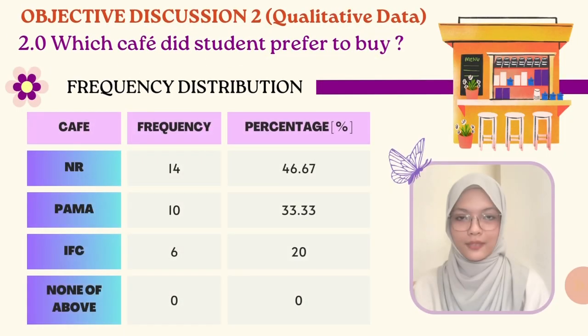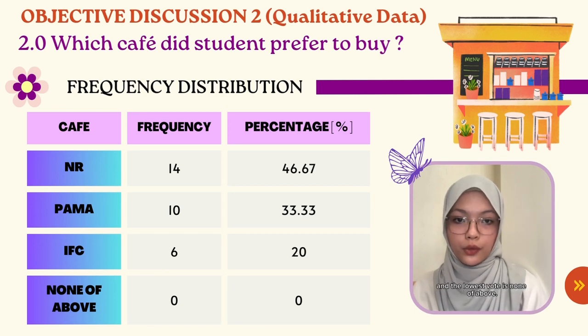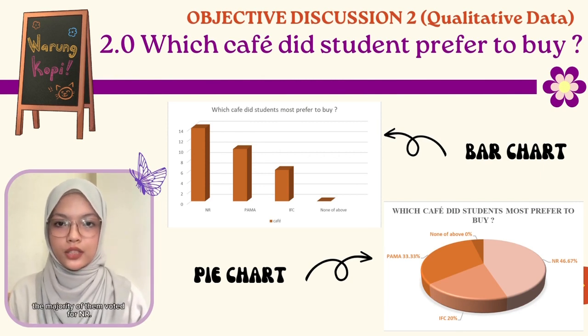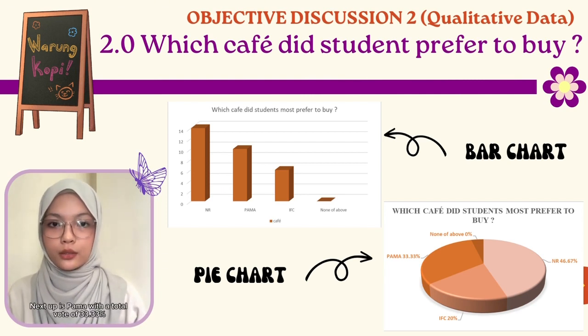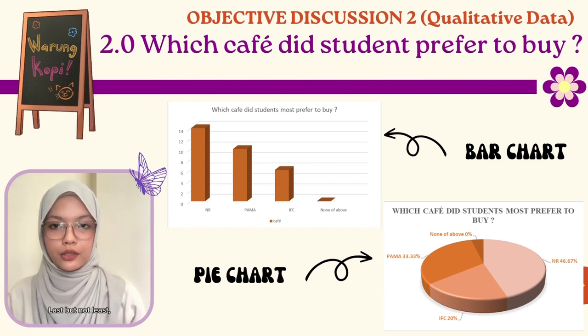Thank you. Next, the second objective discussion for qualitative data, which is which cafe do students prefer to buy from. The data shown in this frequency distribution are based on responses to question 2. It shows that the highest vote is NR and the lowest vote is none of the above. According to the bar chart and pie chart, the majority voted for NR, totaling 46.67%, which represents 14 students. Next is PAMA with 33.33%, which is 10 students, followed by IFC with 20% or 6 students. Last but not least, 0% of the students voted none of the above.